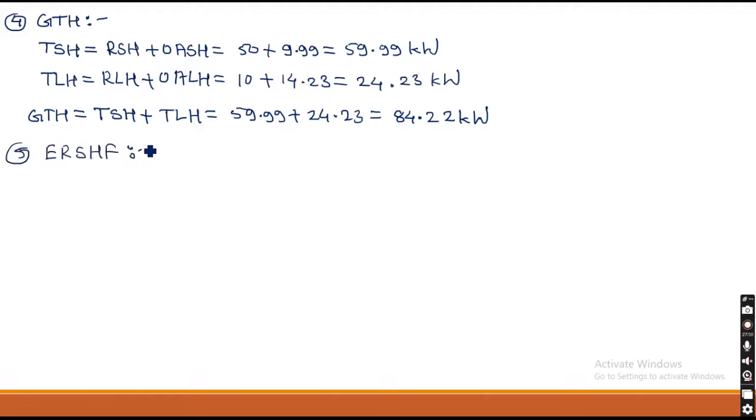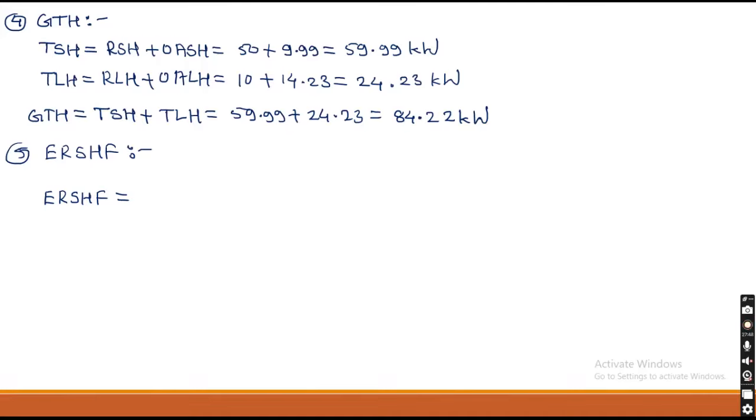Lastly, we have to find out the effective room sensible heat factor. Now what is this? Actually, it is because of the bypass factor. Because outside air is actually going on the cooling coil first, and because of the bypass factor, there are some complications, isn't it? So we are not getting 100% efficiency because of that. So that's why there is some bypass factor, that is called the effective room sensible heat factor, right?